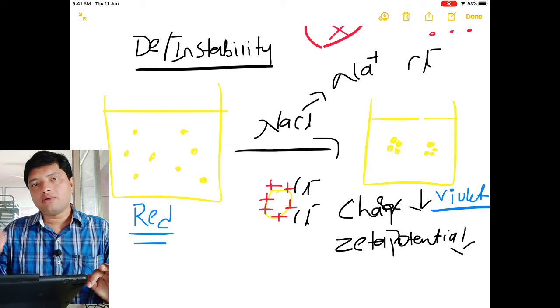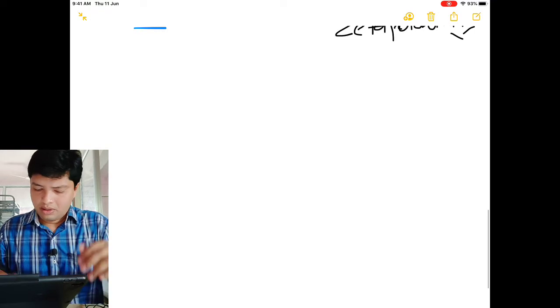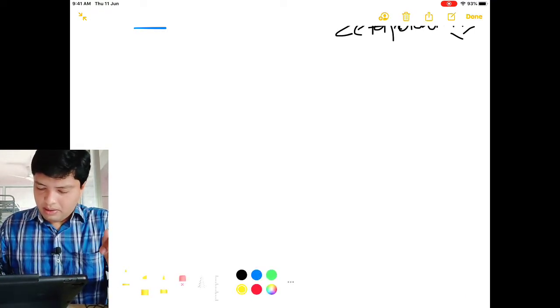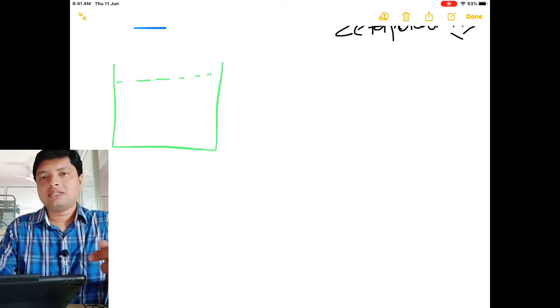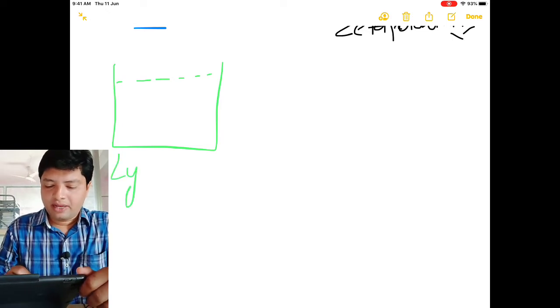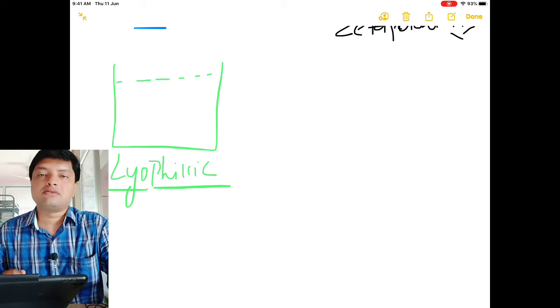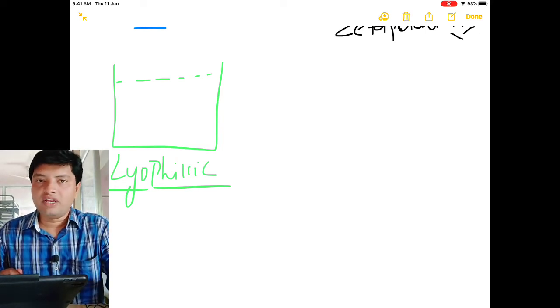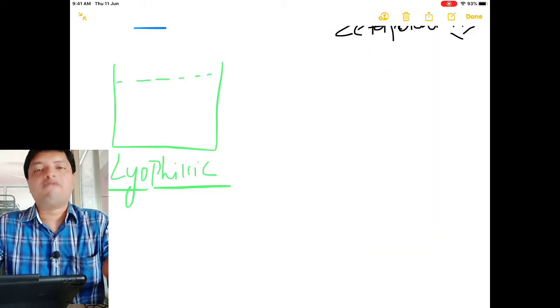Now we will see what is the protective action of lyophilic colloid. An example of a lyophilic colloid is any polymer, or acacia, any polymer in water will form a lyophilic colloid. Lyophilic means, lyo means solvent, philic is loving. Because this colloid is loving solvent, hence we call it lyophilic colloid. Remember this.